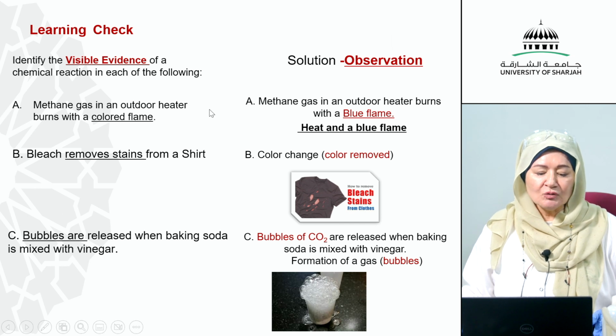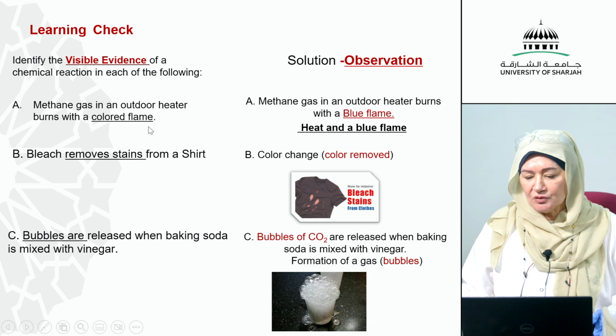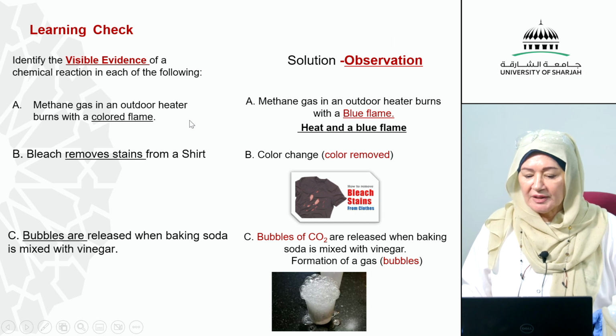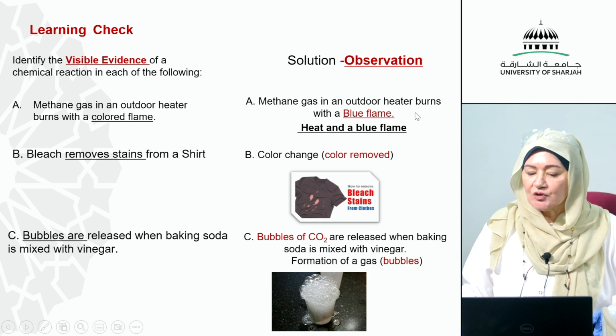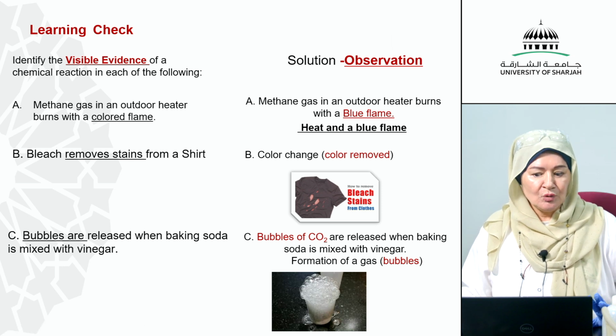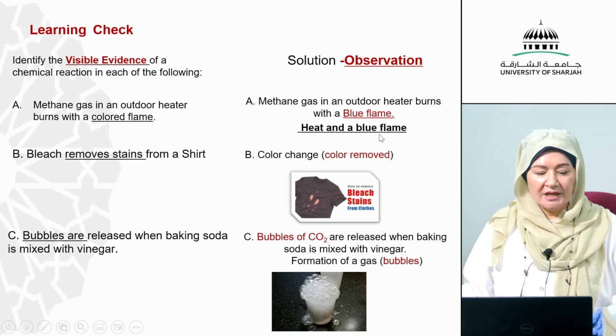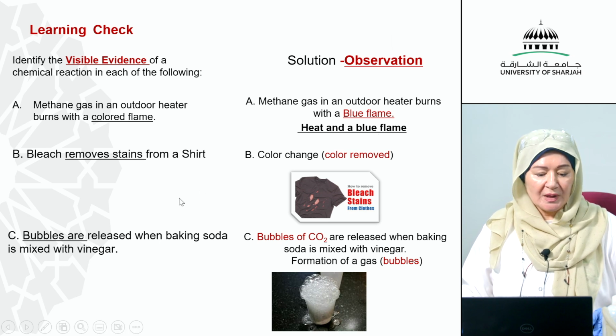Methane gas in an outdoor heater burns with a colored flame. What do you see? What's the observation here? The methane gas in an outdoor heater burns with a blue flame. You see there's a blue flame as an observation. And it has, of course, been heated in order to see this blue flame.